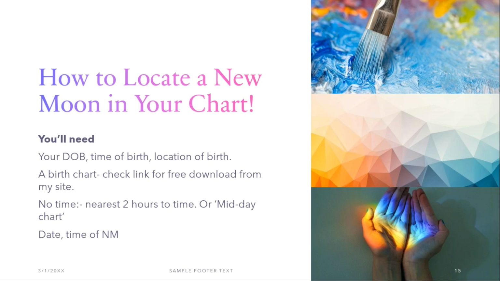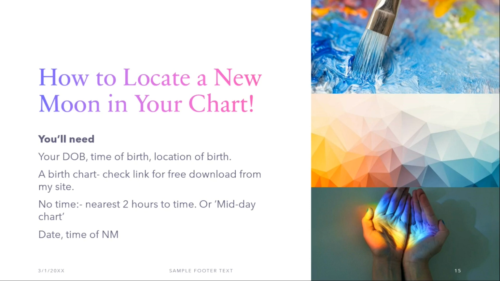So what you're going to need is your date of birth, your time of birth, your location of birth, your actual birth chart itself, and if you click the link by this video somewhere, there will be a link for my website where you can download your own birth chart for free. If you don't have the precise time of your birth, there are two things you can do. First, try to narrow it down to within 2 hours of when you thought you were born.